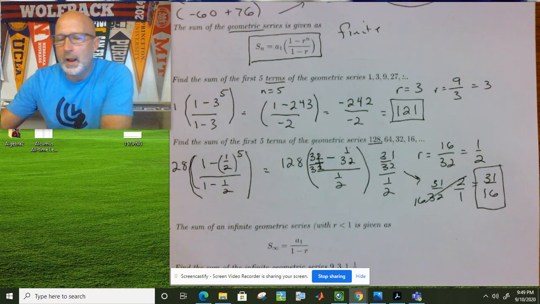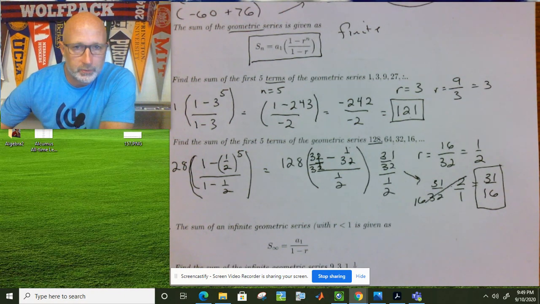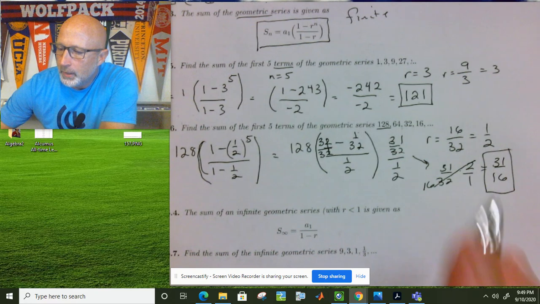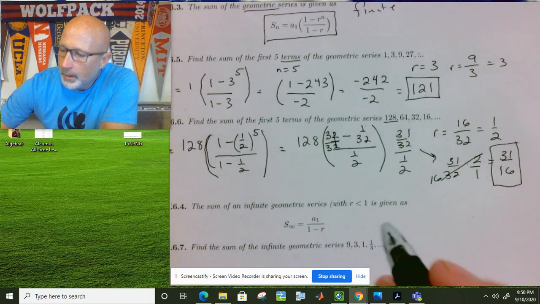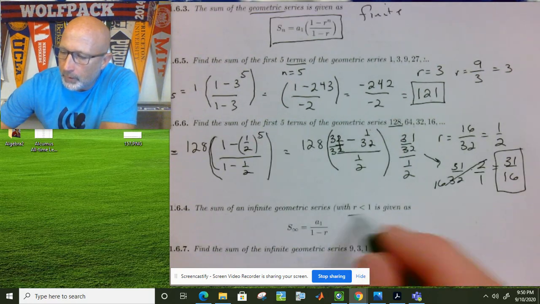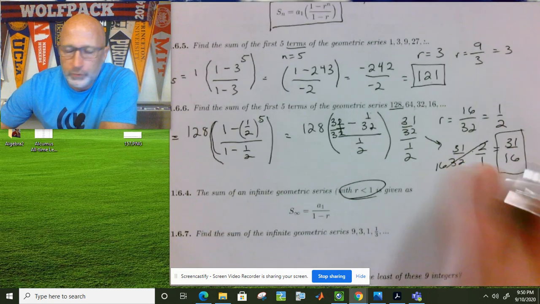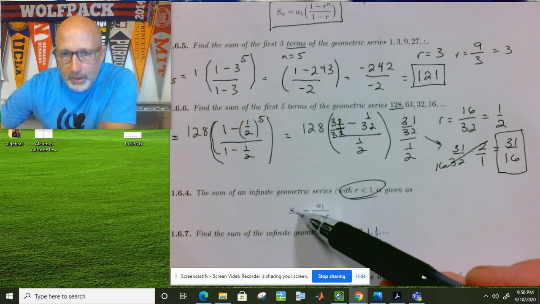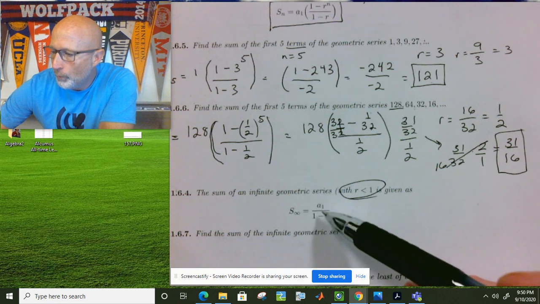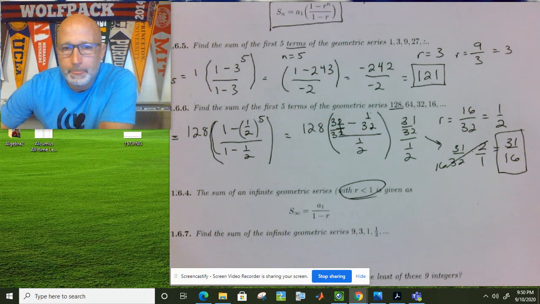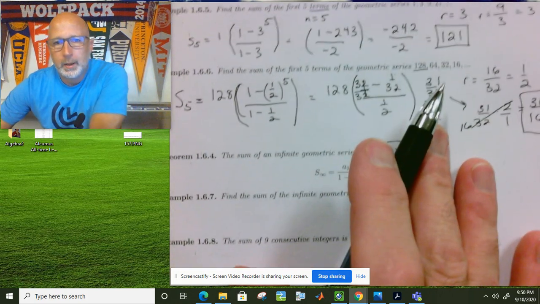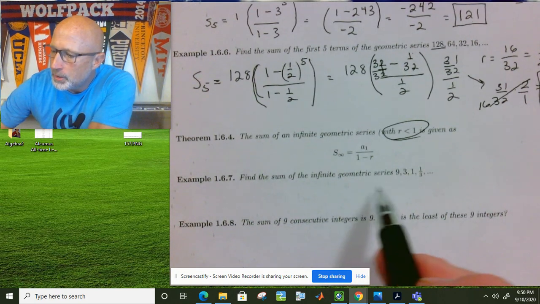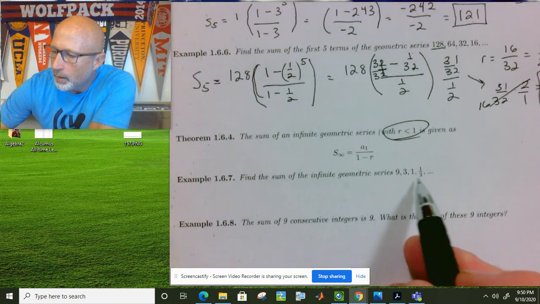Now, what happens if it's an infinite geometric series? Okay, if it's an infinite geometric series and the common ratio is less than 1, then there's this really nice formula that you need to know. So the sum of the infinite series is equal to a1 all over 1 minus r. That's all. Okay, so find the sum of the infinite geometric series 9, 3, 1, 1/3.